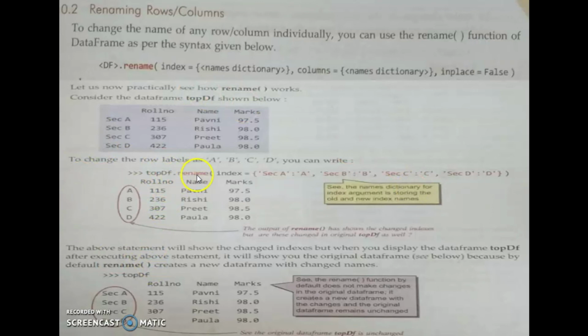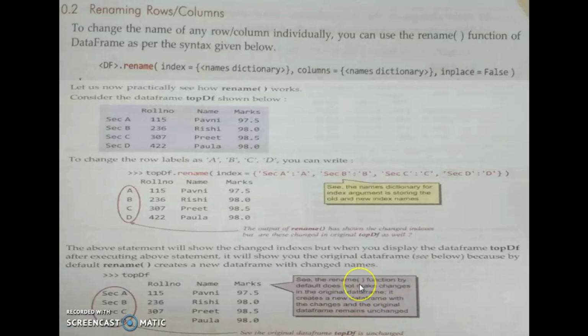Then check this one. At the time of outputting the statement, we can see the new row labels. Then at the time of outputting this top df, we can see the section A, section B, section C and section D. What will happen here? The rename function by default does not make changes in the original data frame. It creates a new data frame with the changes and the original data frame remains unchanged.